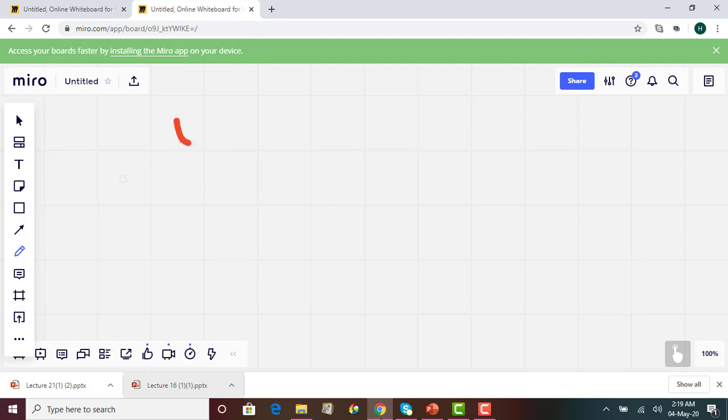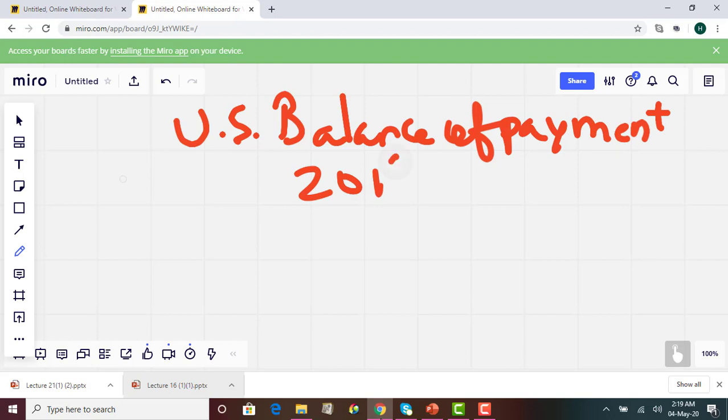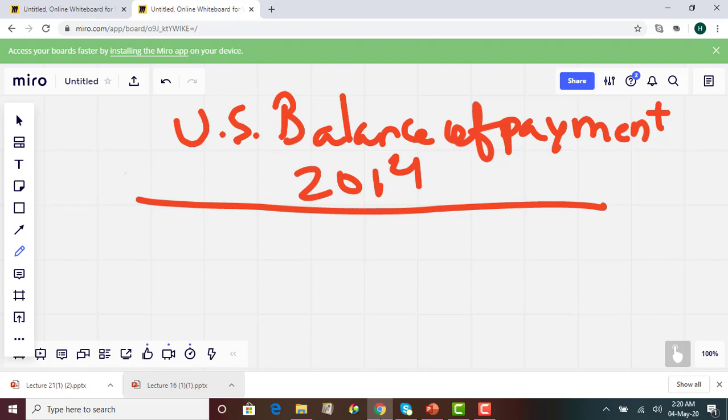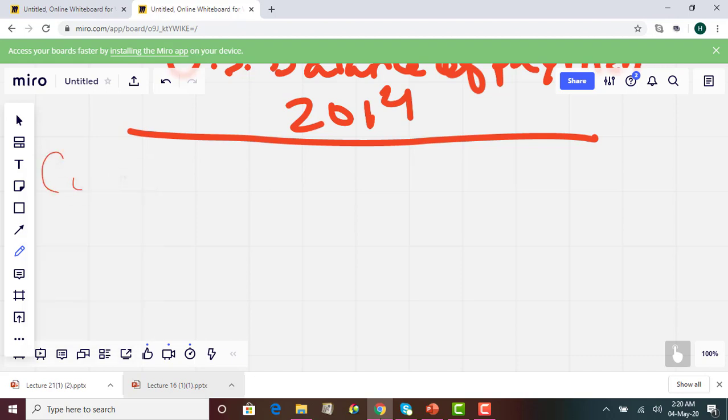All right, so let's say this is the US balance of payment as of 2014. The first account we have is called the current account. This is just for your idea. I will not ask you to prepare one, but you have to know what the accounts are and what the different items listed in this are.